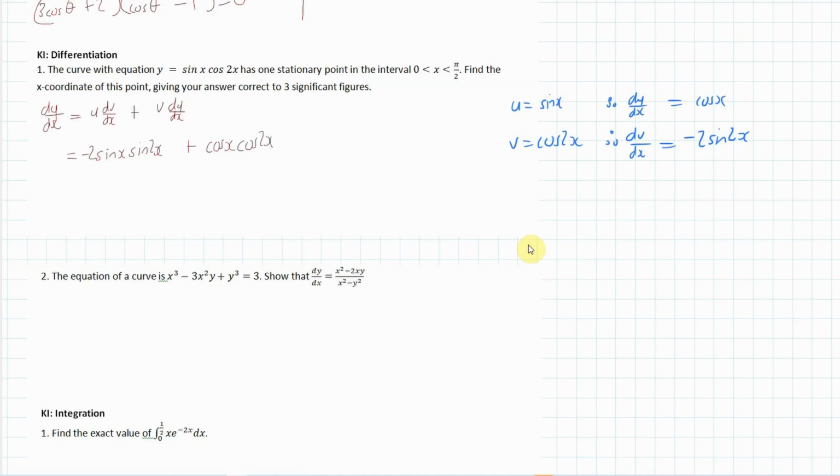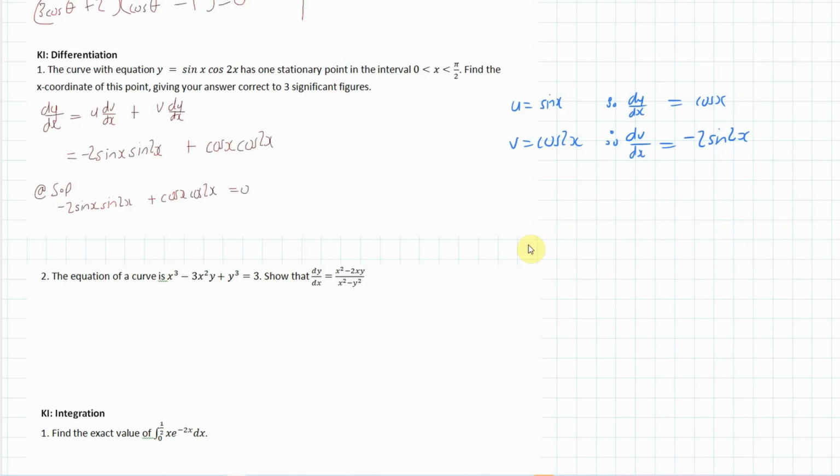Okay. Now what can we do at this point? We're trying to find the stationary point. So at the stationary point, we could say at SP, we know that negative 2 sine x sine 2x plus cosine x cosine 2x equals 0.